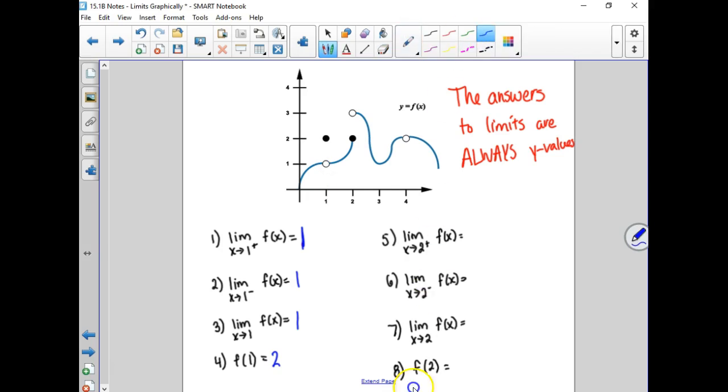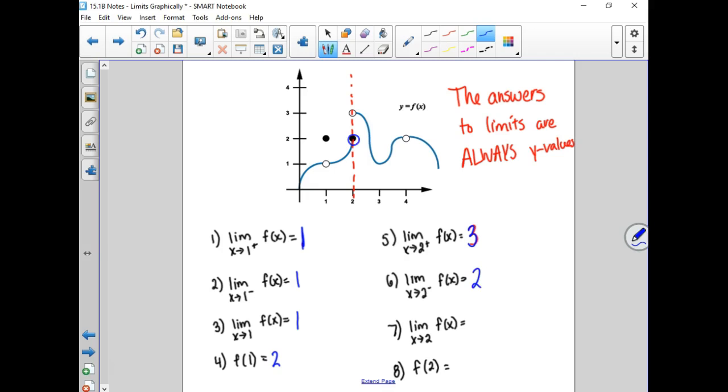Let's look at these 5 through 8. All of this focuses on the point here at 2. So we're looking at where x equals 2. So that's that vertical line. It's always a vertical line you're approaching here. So from the right, what y value do I get closer and closer and closer to? 3. But from the left, what number do I get closer and closer to? 2, because this is going to stop right here at 2, right?